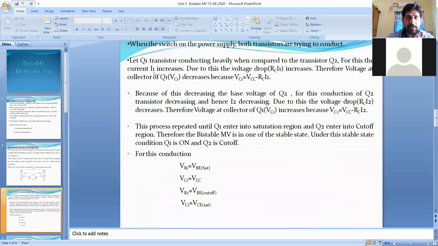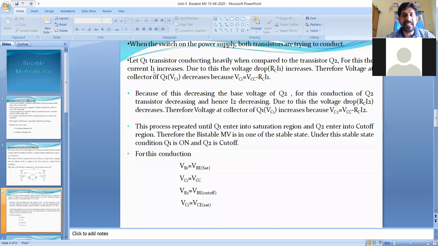అదే చెప్పానండి. ఇప్పుడు what I explained, same thing, మీరు ఇలా కూడా రాసుకో. Q2 transistor is conducting heavily when compared to Q1 transistor. Choice yours. ఇలానే రాయాలని ఏం లేదండి. You can write according to your choice. For this condition, I1 increases. When I1 increases, due to this, the drop across RC1 increases. Therefore, the voltage across Q1, that is nothing but VC1, decreases because VC1 is equal to VCC minus RC1 into I1.